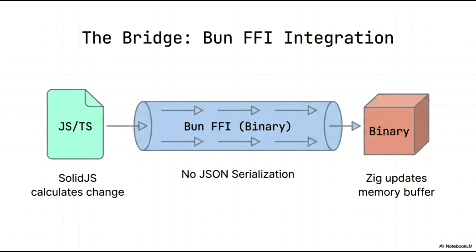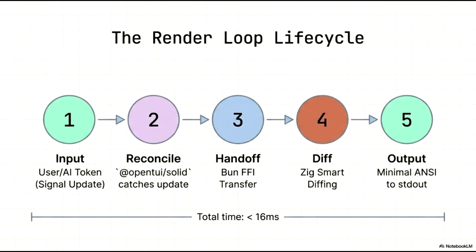logic to native performance. The render loop lifecycle is divided into 5 critical stages designed for maximum performance. It begins with the input phase, where a user action or an AI token triggers a signal update. In the second stage, reconciliation, the @OpenTUI solid library catches this update to determine the necessary changes. Next, the handoff occurs through a Bun FFI transfer, moving data quickly into the lower-level processing layer.